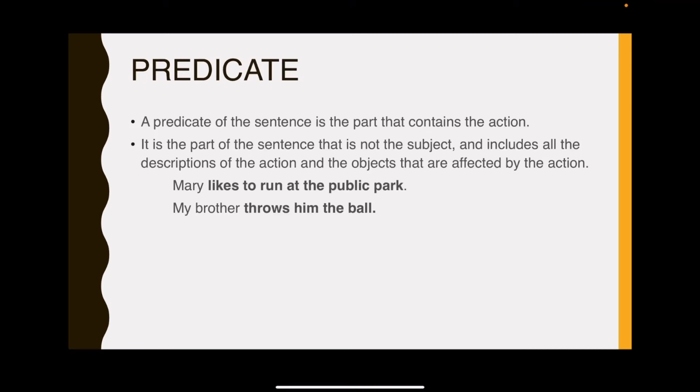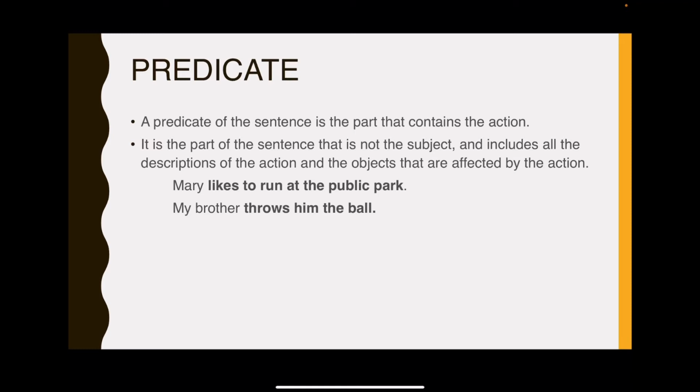Next, let's talk about the predicate part of the sentence. As you know, we have two parts of the sentence, namely subject and predicate. Here is the part of the predicate. The predicate of the sentence is the part that contains the action. So it means that we are talking about the verb.